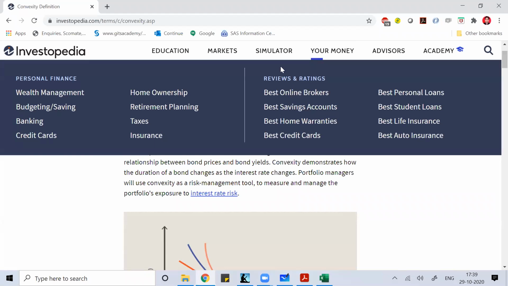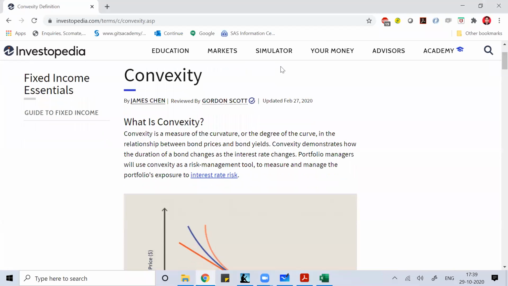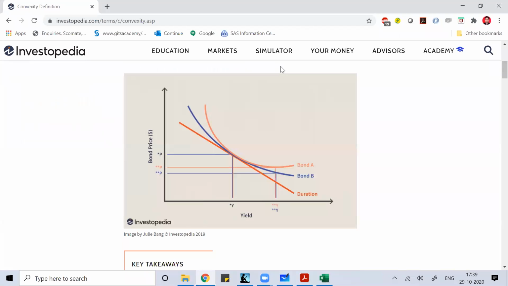Okay, fine. Sorry, electricity went away, so I am using my mobile internet. So you can see this convexity. This is what I was telling you. You can see the straight line. The straight line that you see was the duration. So duration basically means straight line.